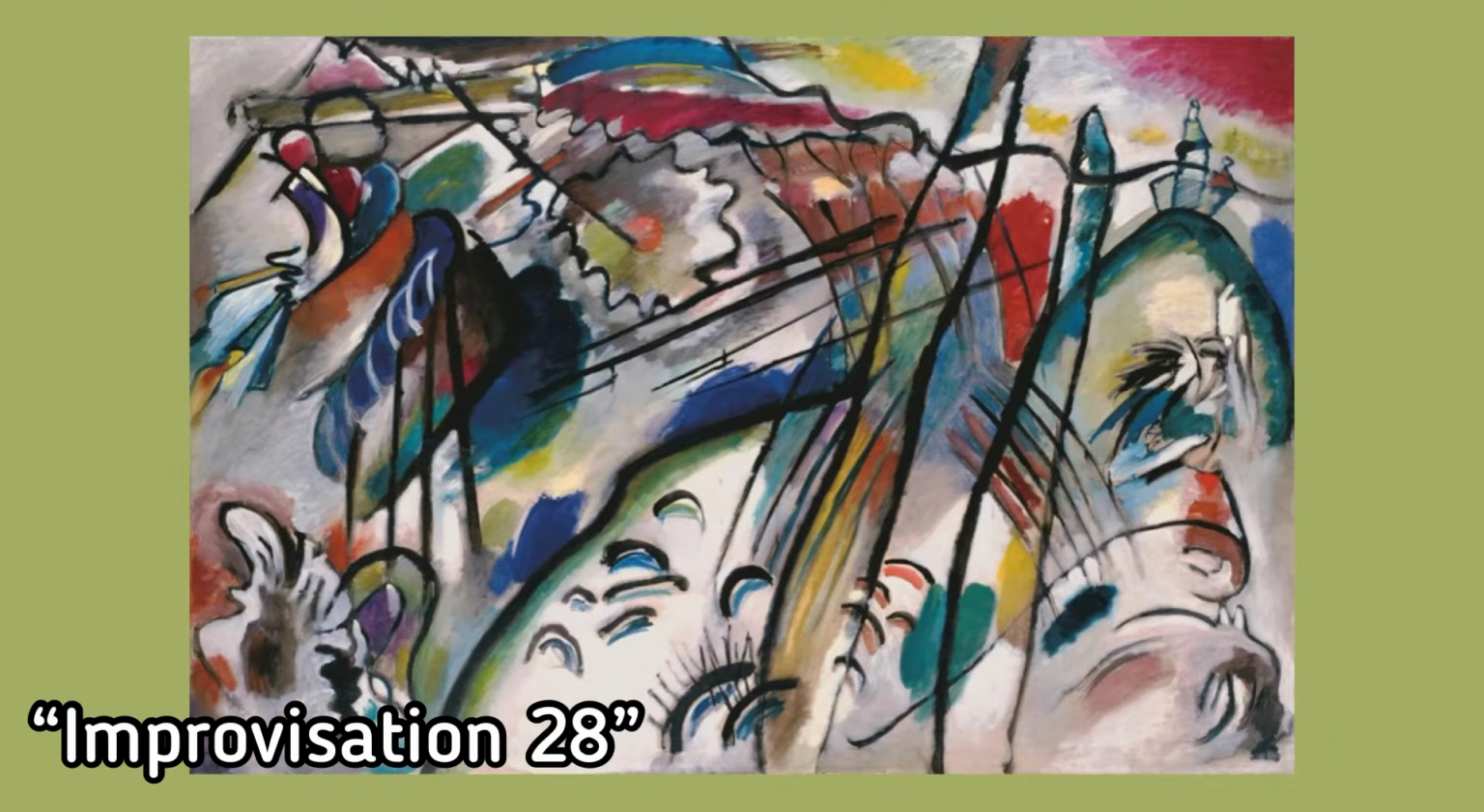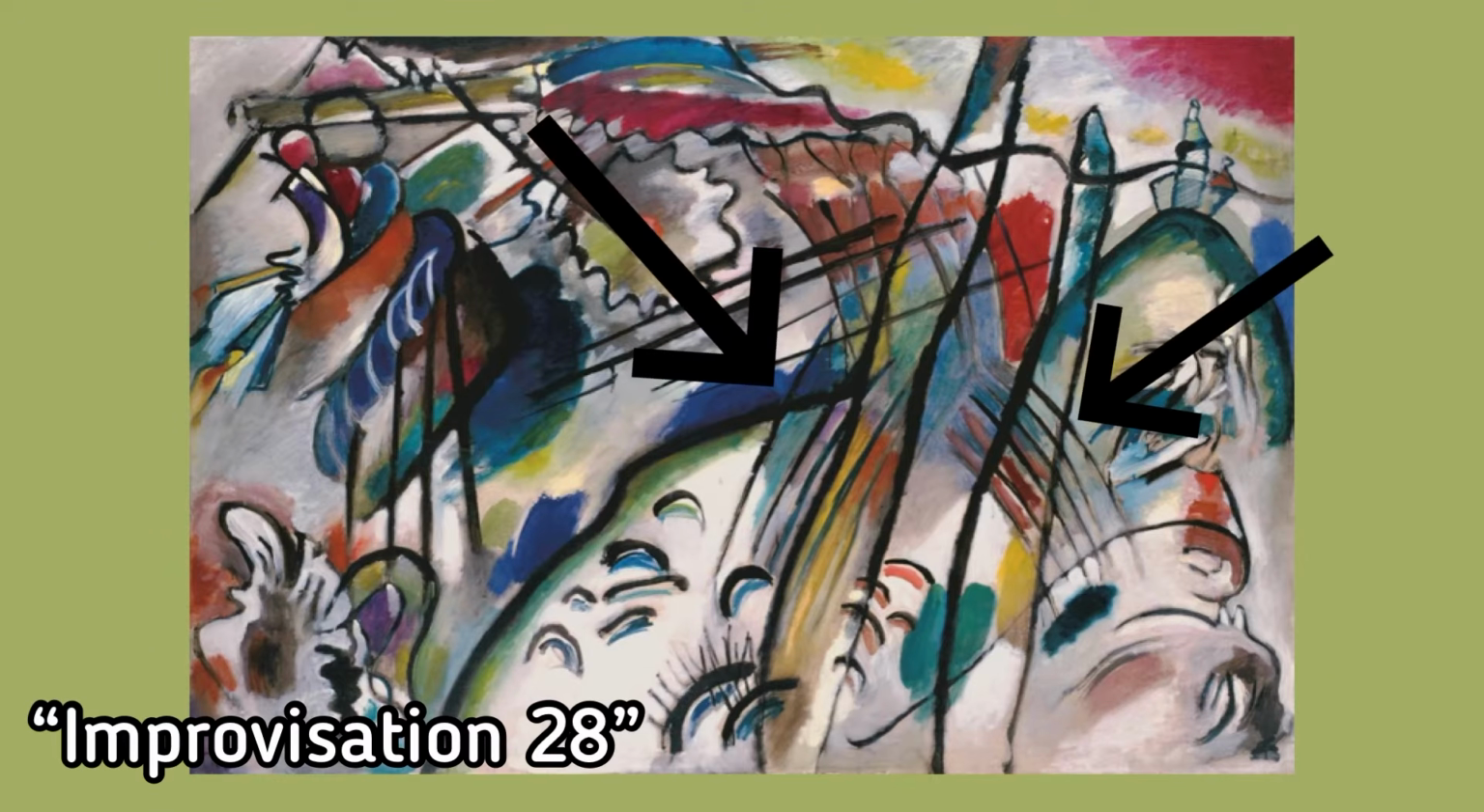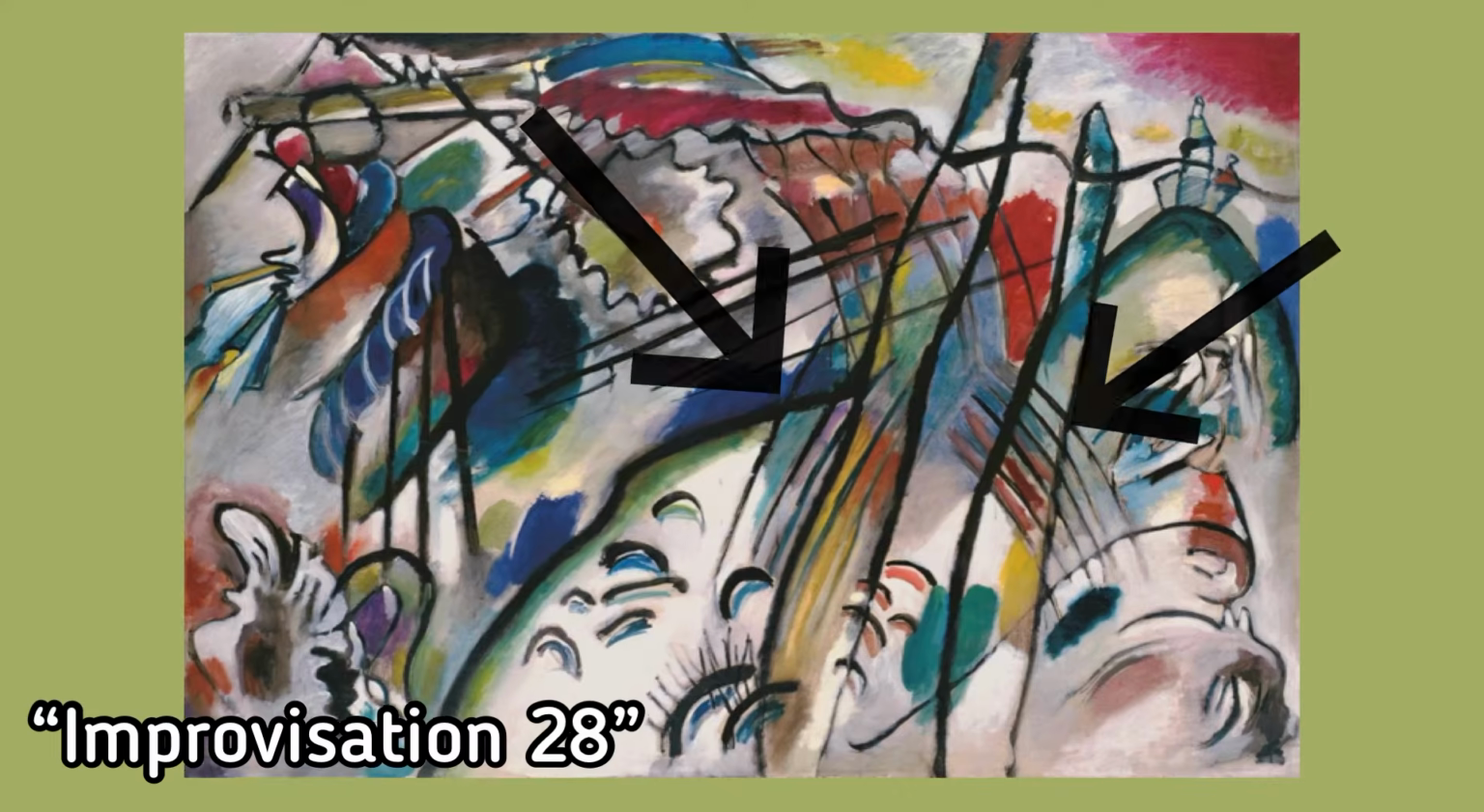When you look at this painting called Improvisation 28, you can see how some of Kandinsky's black lines are thick and some of his black lines are thin. Notice how these black lines randomly intersect and cross over each other.